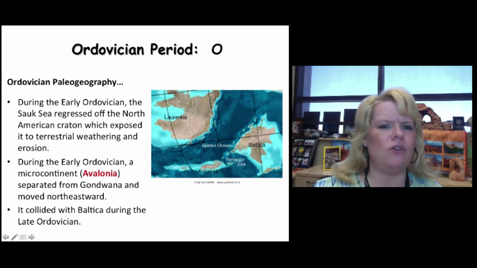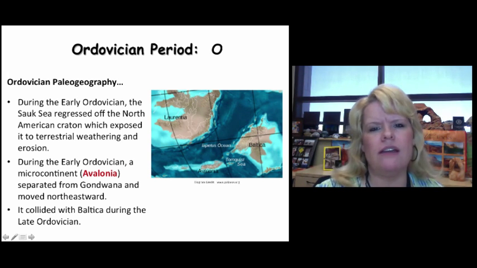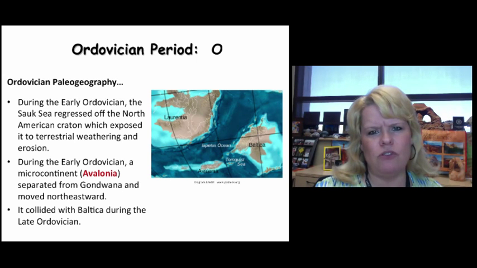We learned about this ocean back in the Cambrian period. And so it is important to note that as we lose this ocean basin, any kind of ocean sediments that are in this area right here are going to get squashed. And they're going to get squashed up in terms of folded rocks along this mountain range right here.